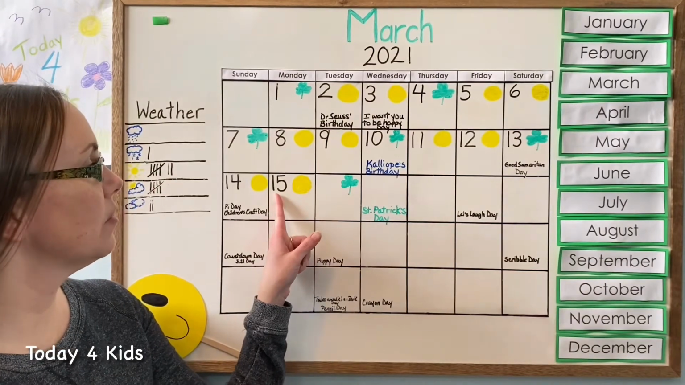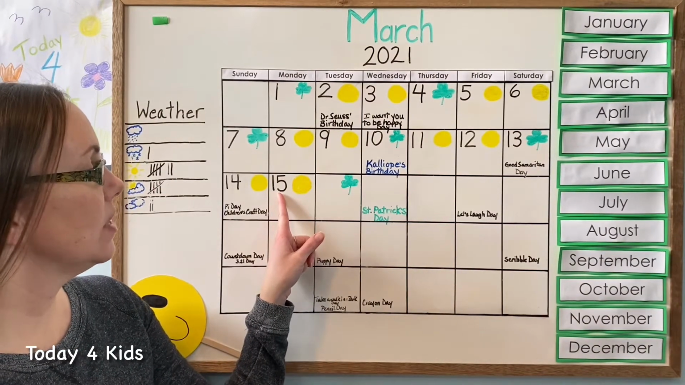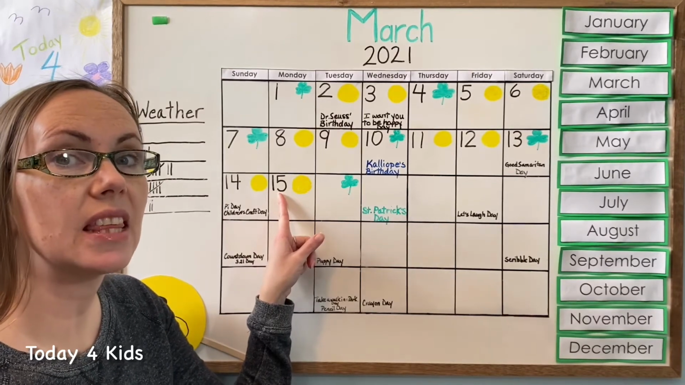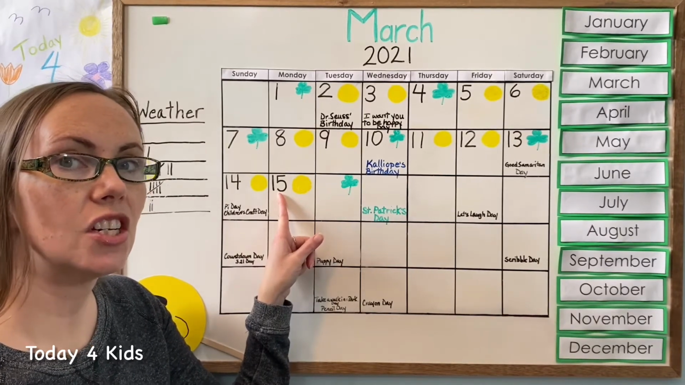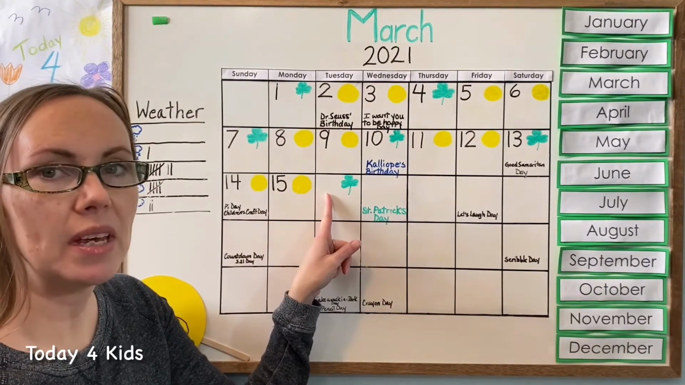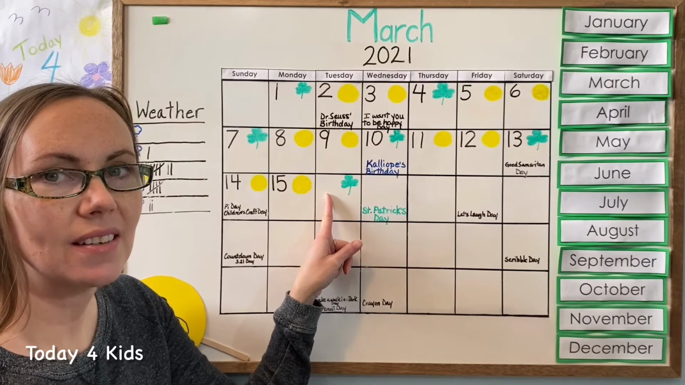Yesterday was the 15th. We say 15 when we're counting, but when we put it in the calendar, we say 15th. Can you say 15th? Good job. So yesterday was the 15th. What do you think today will be? What comes after 15 when we're counting? I hear some great guesses.